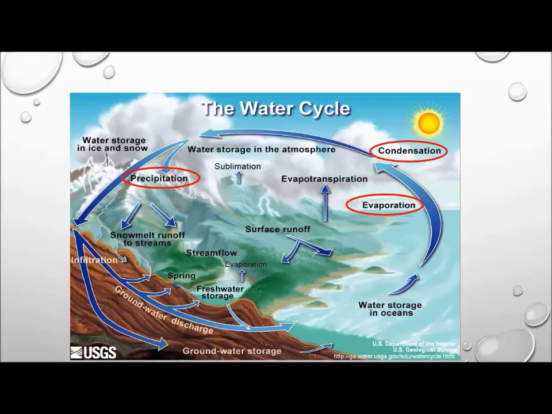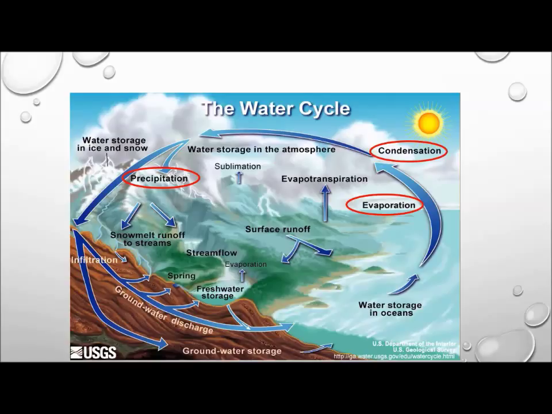The second one, condensation. Water vapor in the air gets cooled and changes back into liquid, forming clouds. And the third one, precipitation, occurs when so much water has condensed that the air cannot hold it anymore. The clouds get heavy and water falls back to the earth in the form of rain, hail, sleet, or snow.